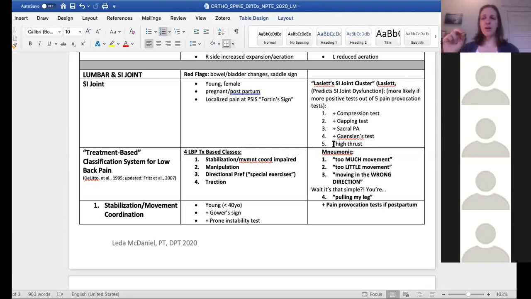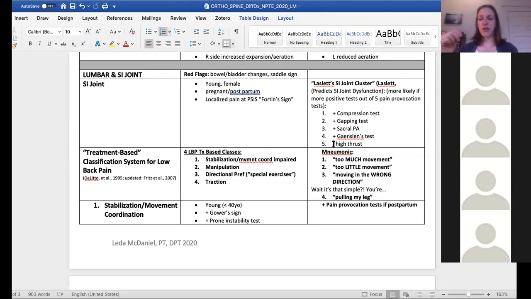And what this consists of is a compression test, so where you're trying to compress at both sides of the pelvis, a gapping test where you're trying to gap, and if you kind of think of this test in supine, pushing against both ASIS to gap or create a shearing force, and then a sacral PA, just a straight PA.